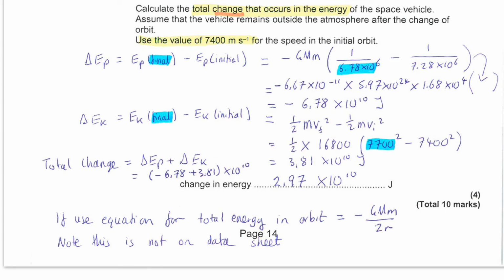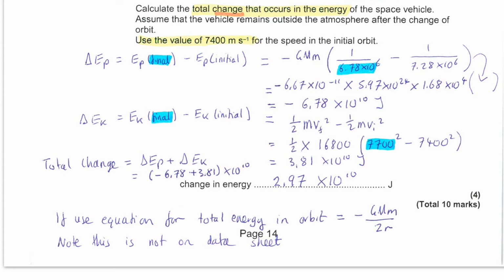Now, it is possible to combine these two and use an expression for the total energy in orbit, which we have derived in class, and the equation is shown here. But please don't lift that from your notes, as it is not available on the data sheet, and so you would have to either remember or prove that equation first if you wish to use it. So I've gone for more first principles using the equations available.